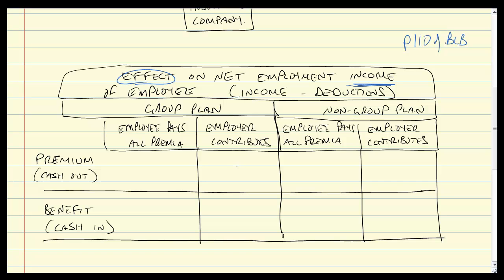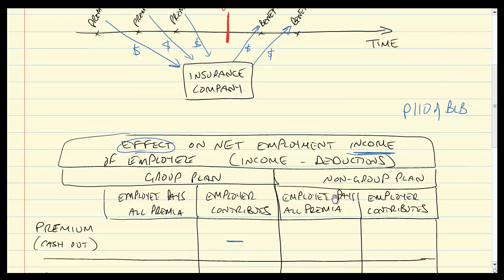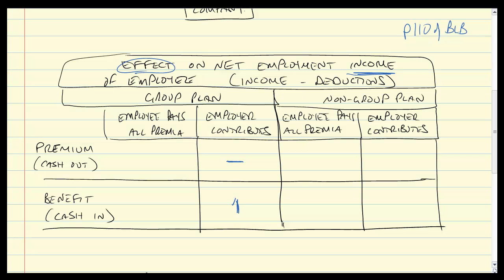So if the employer contributes any premium, I'll start right here, the premium is not a benefit to the employee. The government has said we will not consider that to be an income inclusion because we don't consider it to be a benefit. However, after the event, when the cash starts flowing out, we will include it. I'm just putting an up arrow here for increase. This means the employee's net employment income for the year in which they collect a benefit goes up by the amount of the benefit.